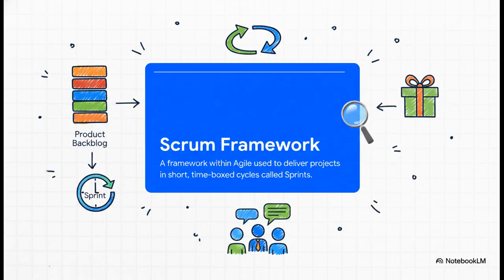So if Agile is the philosophy, Scrum is the most popular how-to guide for living it. It gives teams a simple but powerful framework to work in those short cycles, those sprints, and to deliver something of real, tangible value at the end of every single one.